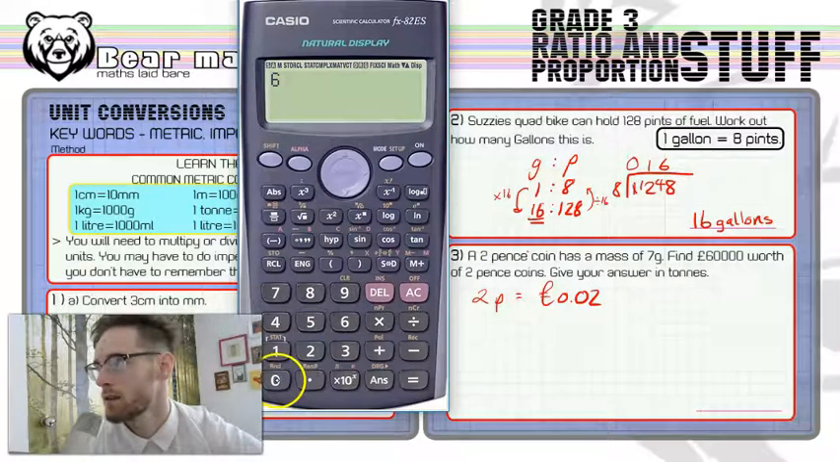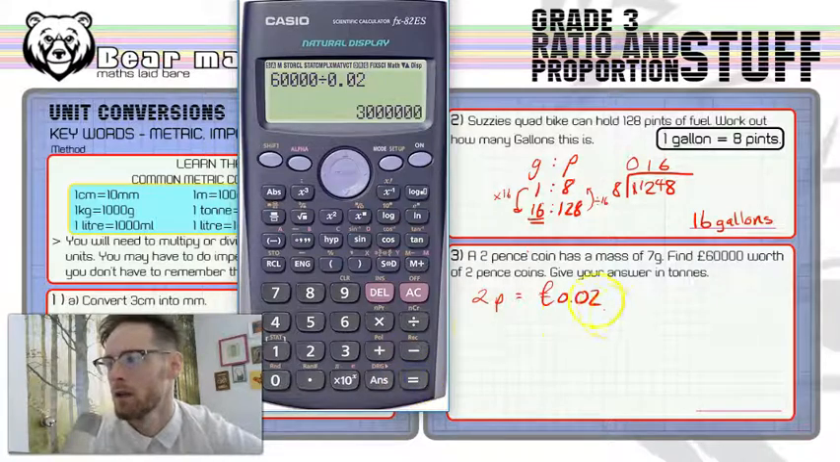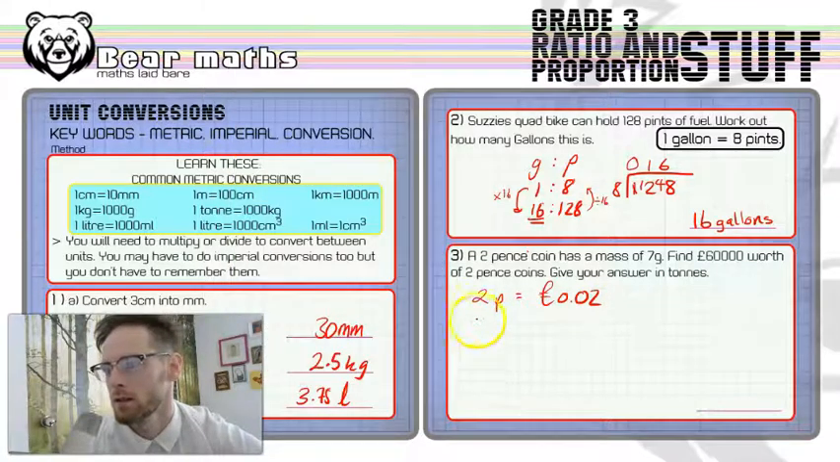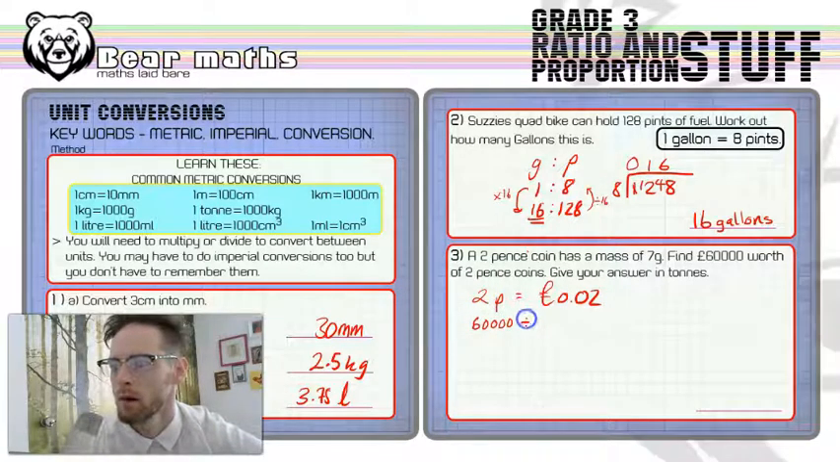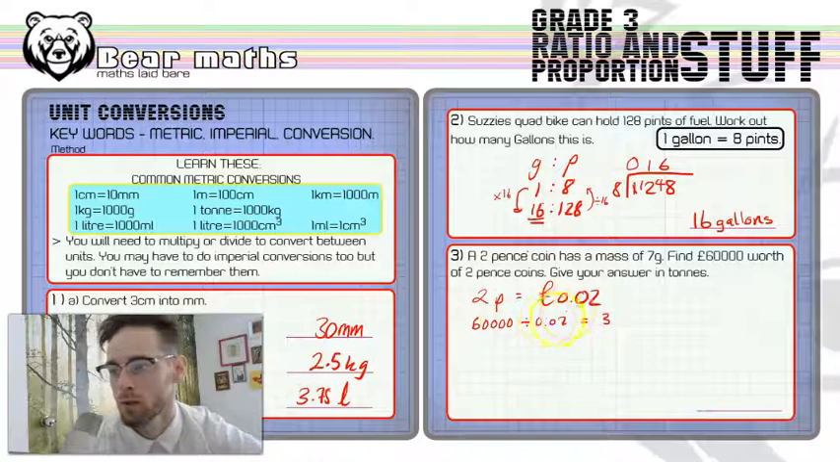All right, so we've got 60,000 divided by 0.02. That's going to tell us how many 2p coins there are in £60,000, isn't it? All right, so I'm just going to write down the calculation I did there. 60,000 divided by 0.02 is equal to 3, and this is dividing decimals, which is an awkward thing to do.